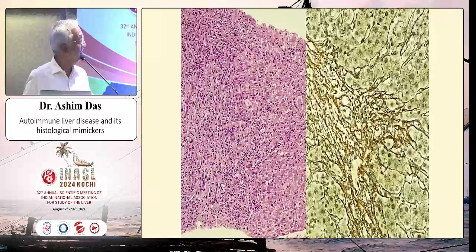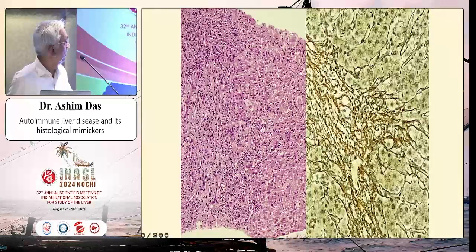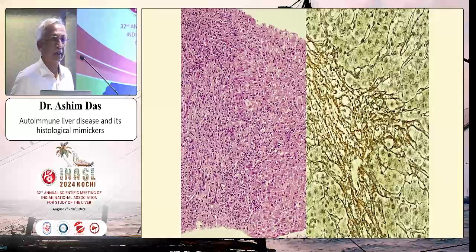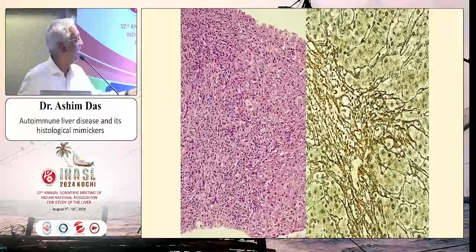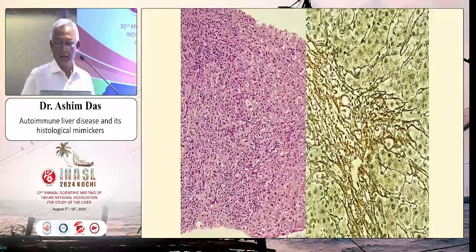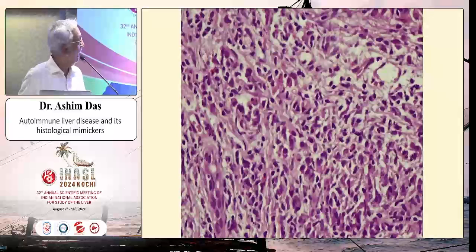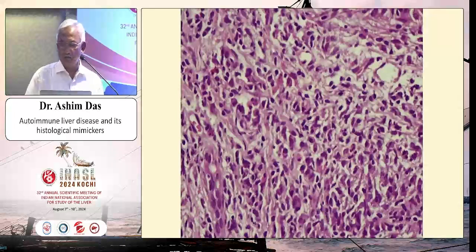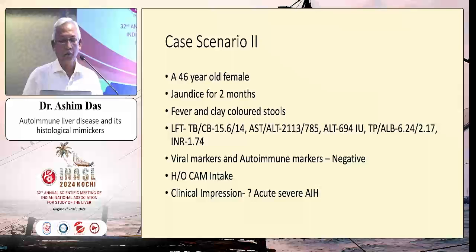But when you see this picture, there is a significant portal inflammation. I cannot trace out the boundary of this portal tract. That means there is significant interface hepatitis. And you could see this type of irregularity of the portal tract in the reticulin stain. And of course, if you see this plasma cell excess, then it will be very typical of autoimmune hepatitis.